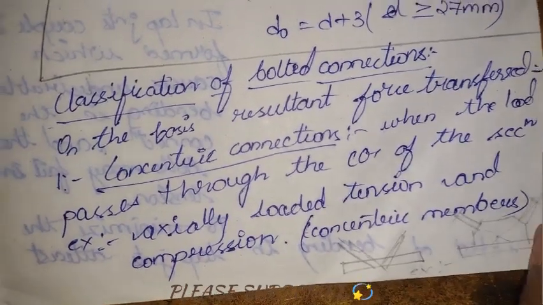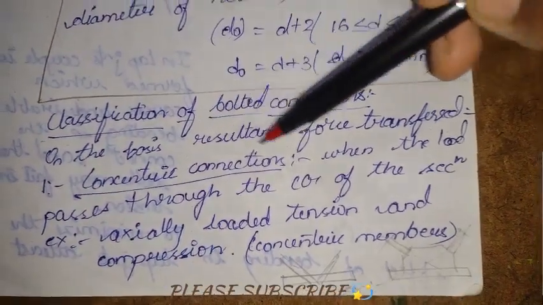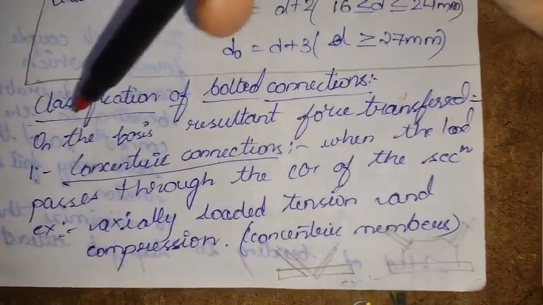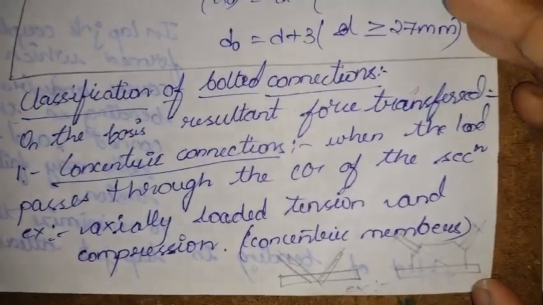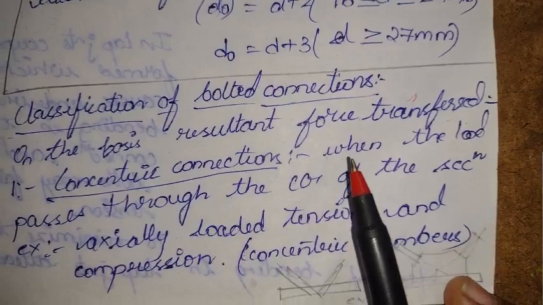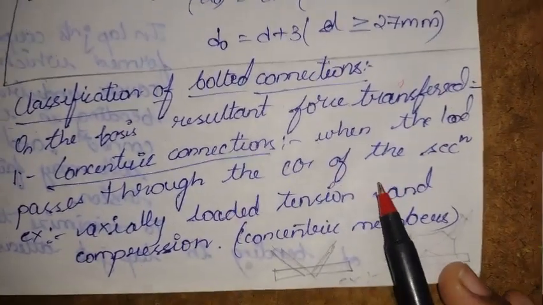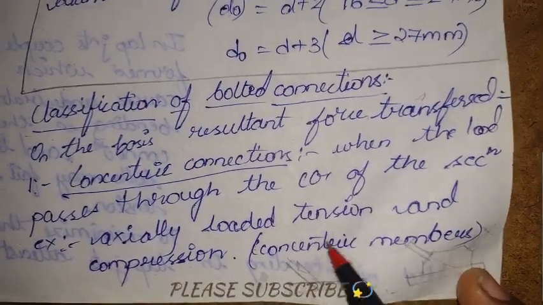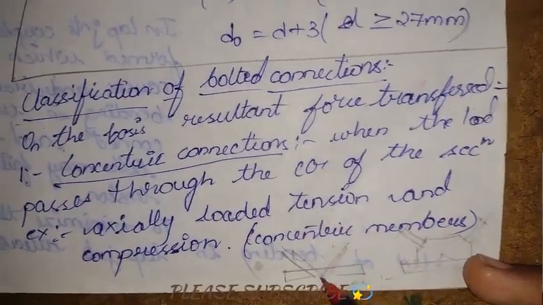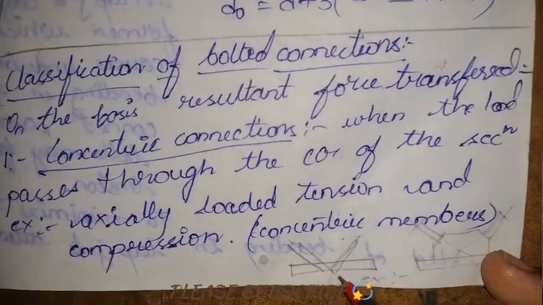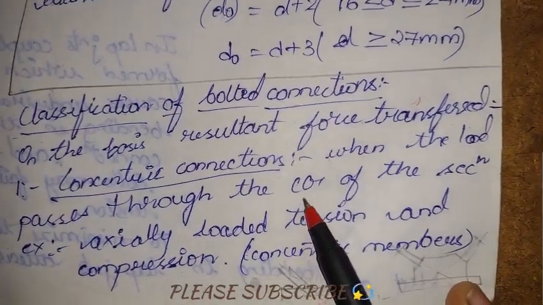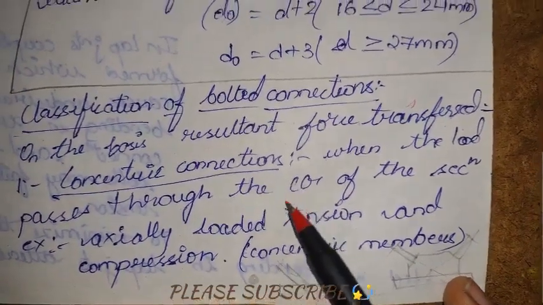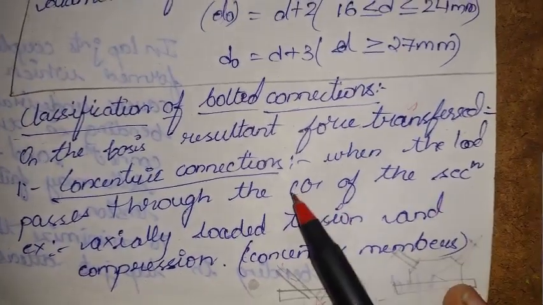Classification of bolted connections is the next topic we are having. On the basis of the resultant force transferred, we are having the classification. First comes the concentric connection, that is when the load passes through the CG of the section, that is through the center. Whatever the resultant forces acting on this are passing through the center of the member, we are calling it a concentric connection. Axially loaded tension and compression members are the best examples of these concentric connections. So concentric is whenever it is passing through the CG of the section, that is, through the center of gravity of the section.